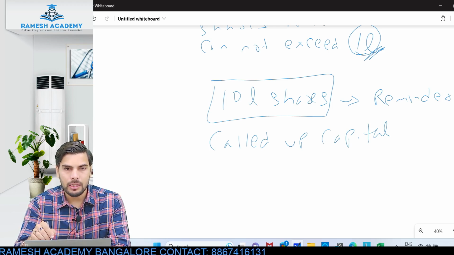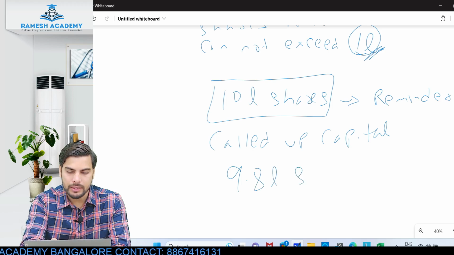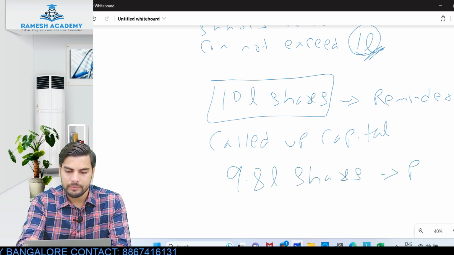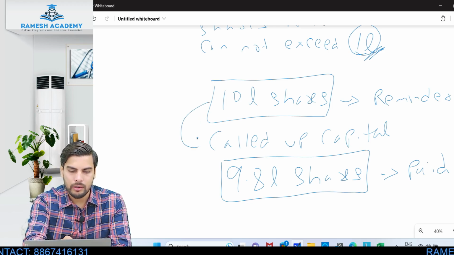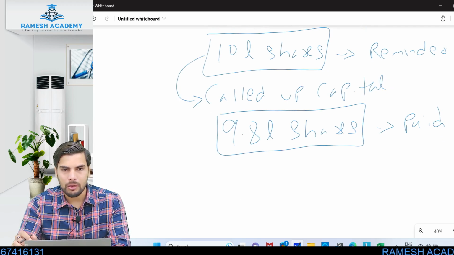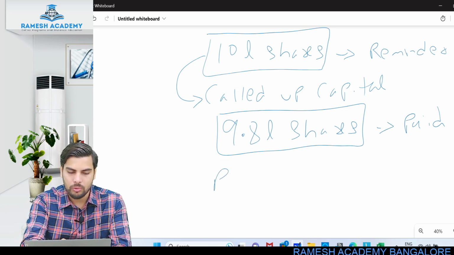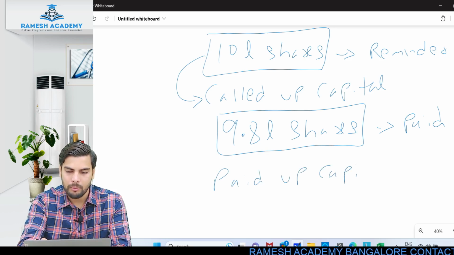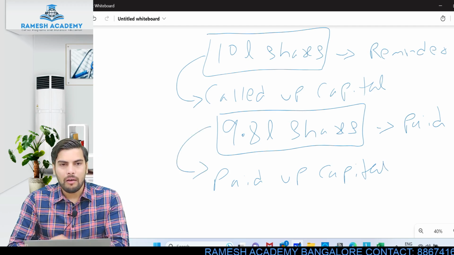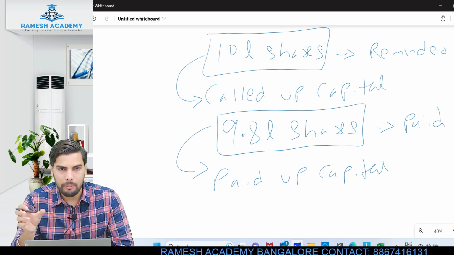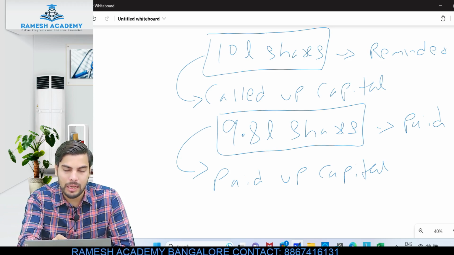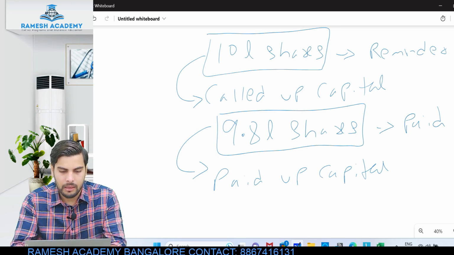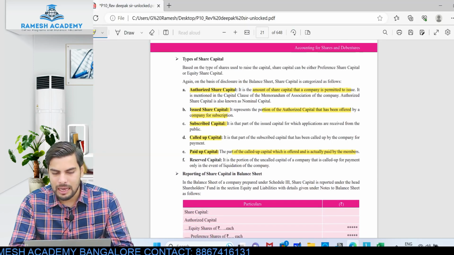Now out of these 10 lakh shareholders, let us say only 9.8 lakh shareholders paid. I made a reminder to the entire 10 lakh shareholders, so this would be treated as my called up capital. But out of this 10 lakh, only to the extent of 9.8 lakh shareholders paid the amount. So this would be treated as my paid up capital. This 9.8 lakh shares will be treated as paid up. Simple.